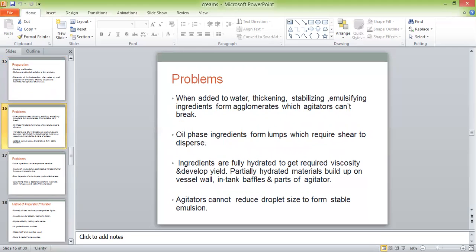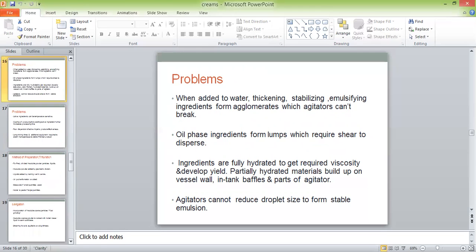There are certain problems which will be encountered during the formulation or the preparation of creams. Those problems are: when thickening agents, stabilizing and emulsifying agents are added to the water, agglomerates will be formed which the blenders or agitators cannot break. And in the oil phase, ingredients form lumps, and hence the lumps will require higher shear or more force to be dispersed.